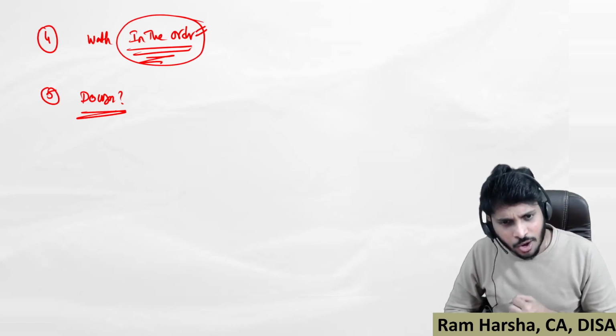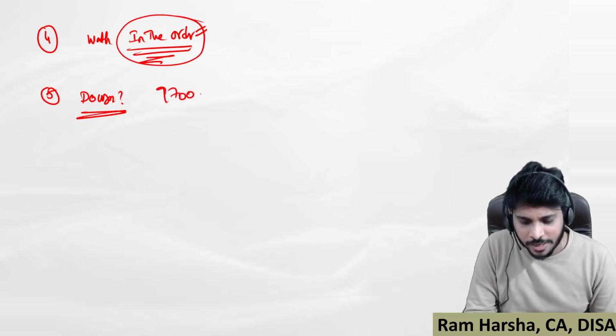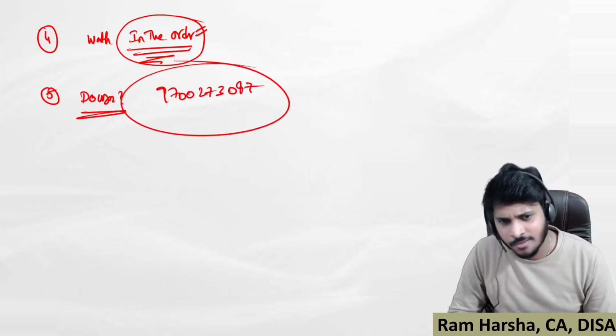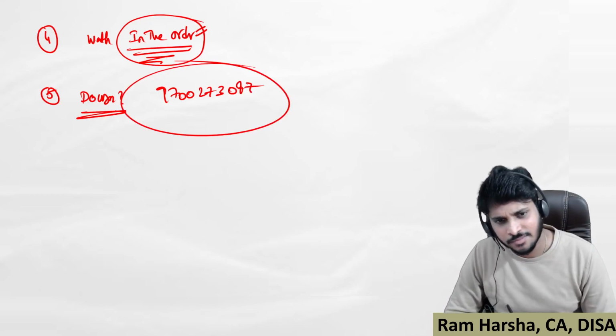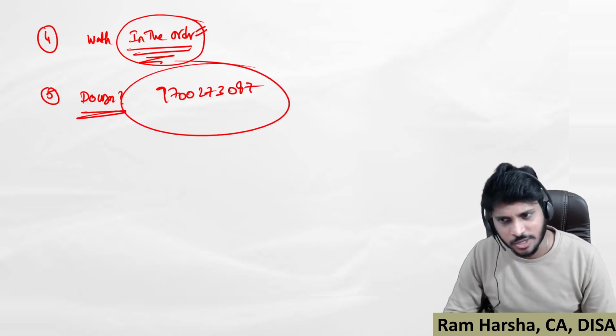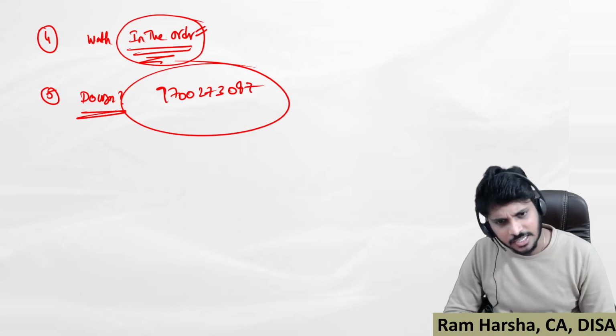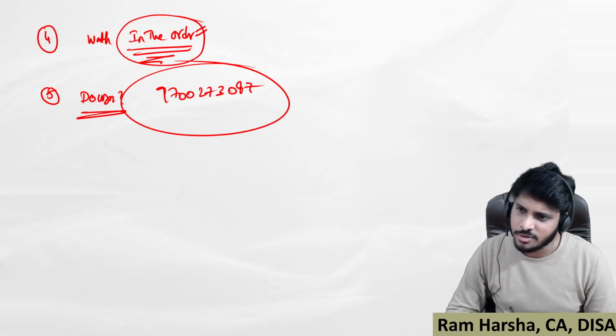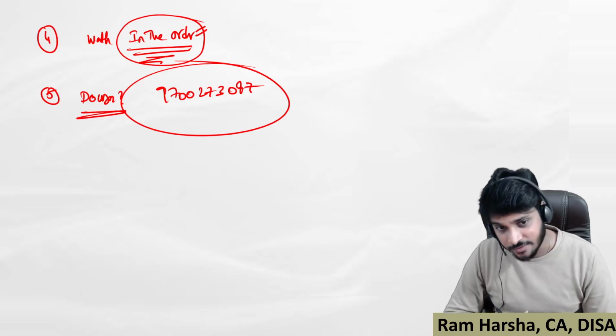Even suppose you don't know how to find it, you just message me on my Telegram, 9700273087. I will give you the faculty number after verifying your subscription, whether you are a student or not. You can directly contact them on WhatsApp or Telegram, and they will give you clarification at any time.